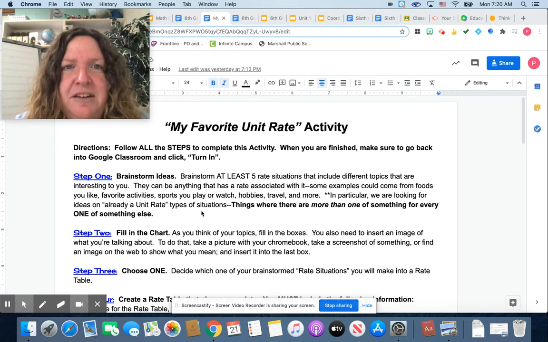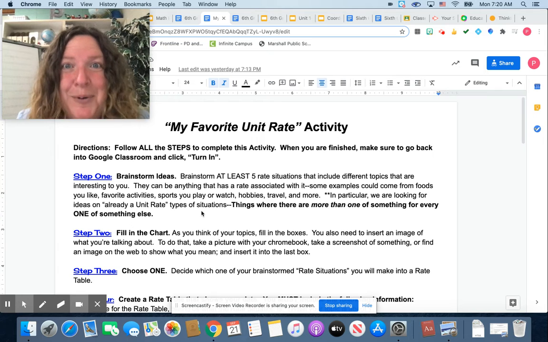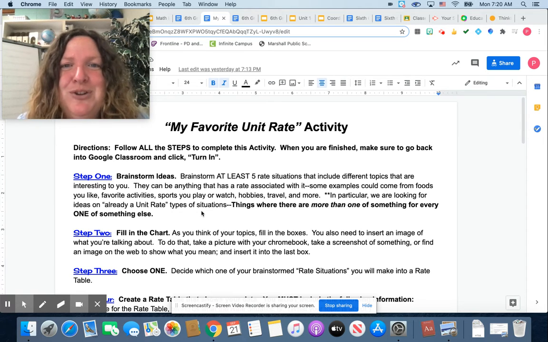I want you to be thinking about all the places that you see and hear unit rates around you and probably didn't know about until we started learning about it here in math. So here's my favorite unit rate activity.